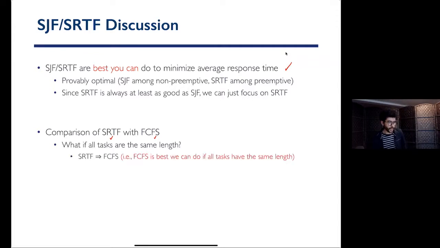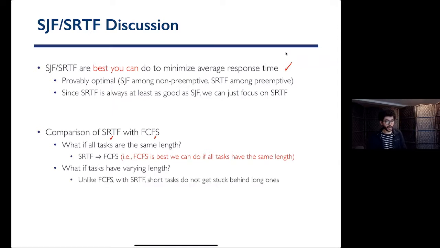Okay, so if tasks have varying sizes, then of course FCFS could lead to terrible average response times depending on the order of the arrivals. In some cases it could be really bad, in some cases it could be really good, depending on the arrival, because FCFS has the tendency to get short tasks stuck behind long tasks, and that hurts the average response time.